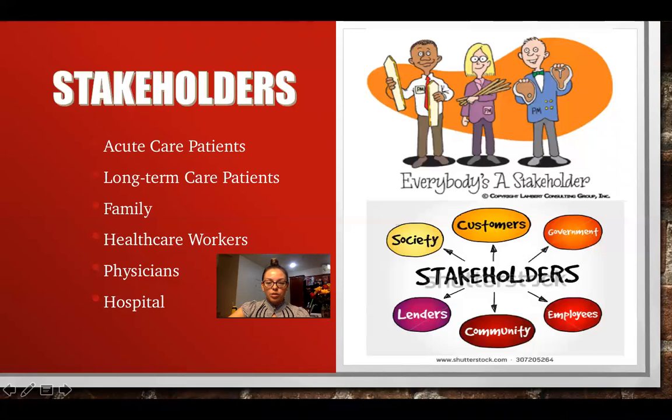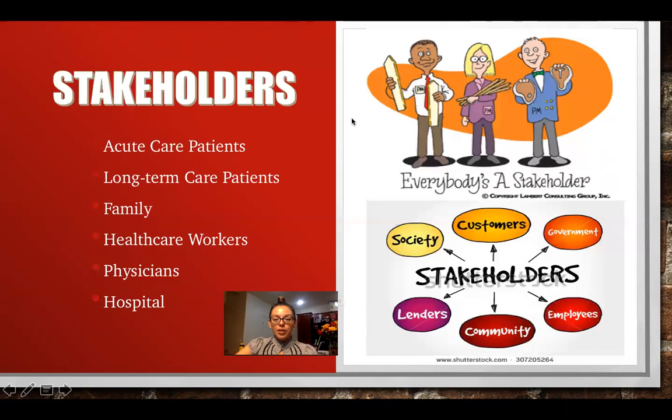So who are the stakeholders? Honestly, I put this picture because I think everybody is affected by healthcare, but specifically acute care patients, because that's my focus, long-term care patients also, families, healthcare workers, physicians in the hospital. Everyone is a stakeholder. The patients, because they're the ones who have to undergo this horrible infection. The family, because they're putting themselves at risk. Everyone else, because we're taxpayers. We have to pay taxes on this stuff.